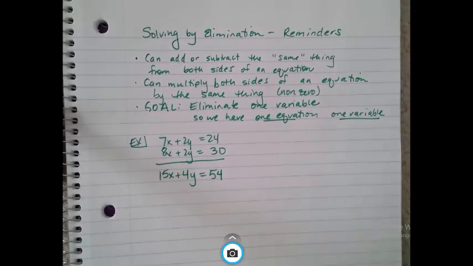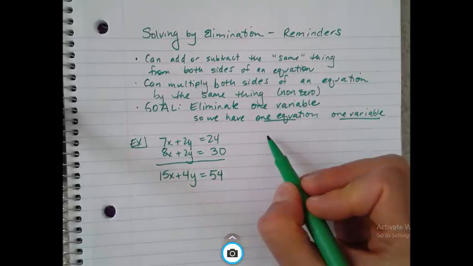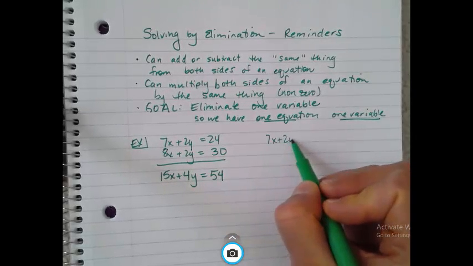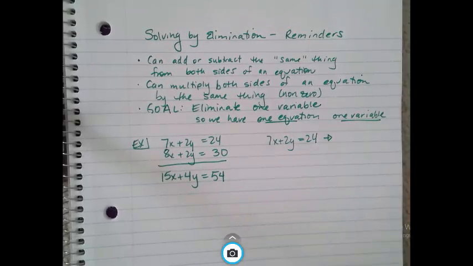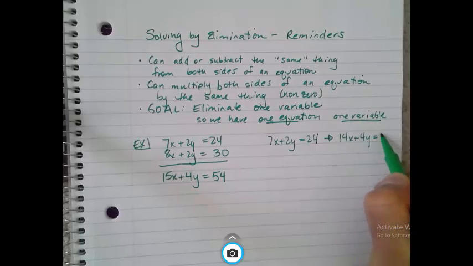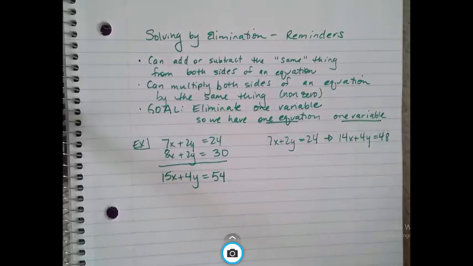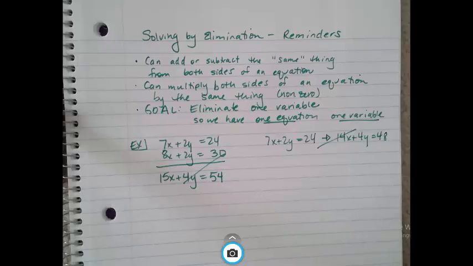Likewise, I could multiply something by the same thing on both sides. So suppose I had 7x plus 2y equals 24. I could, say, multiply both sides by 2 and end up with 14x plus 4y equals 48. But neither of these things really help me. Those sorts of steps might help me in the future, but what's going to help me right now is something a little bit different.